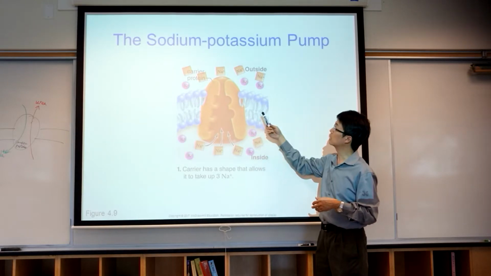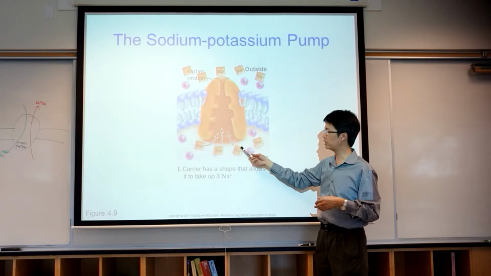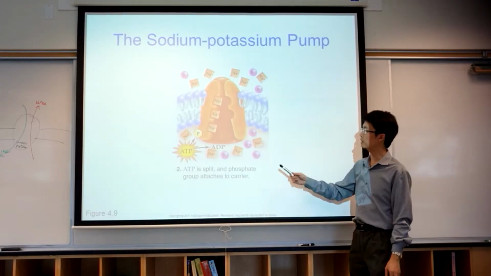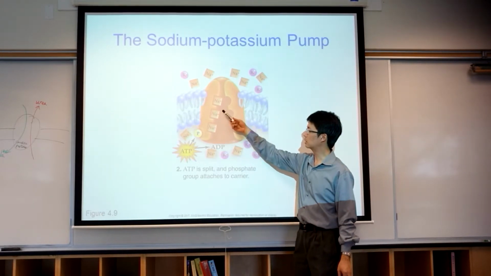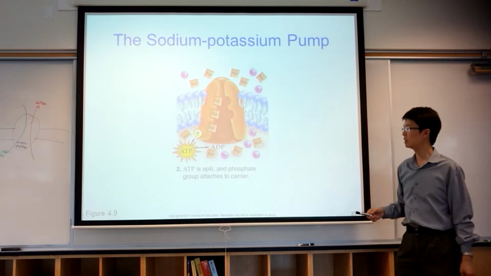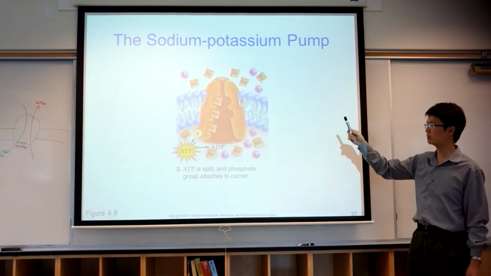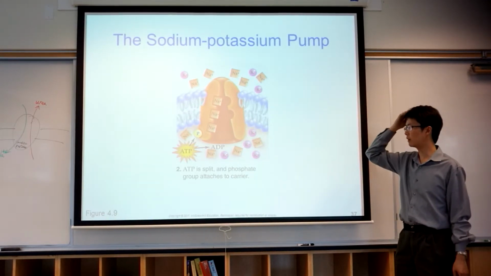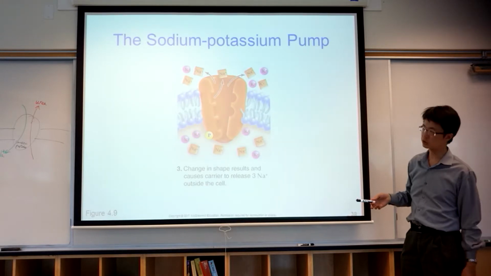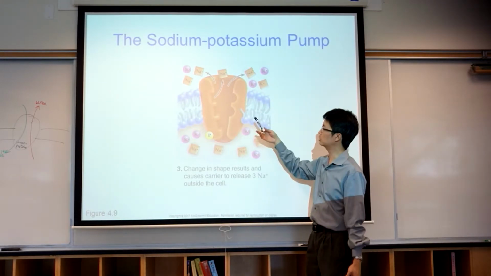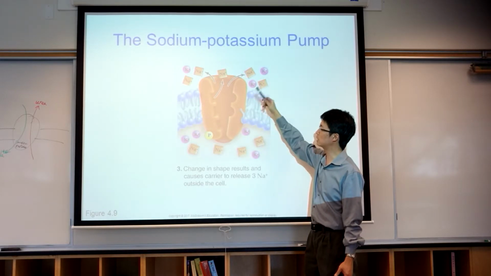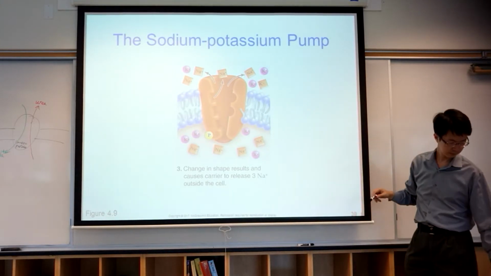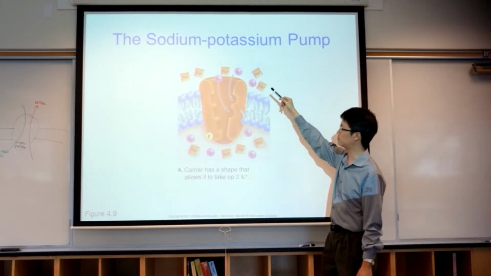So this sodium-potassium pump will carry 3 sodium ions from inside, and after they bind to the sodium-potassium pump, the phosphate group will attach to the pump and provide energy, and then there will be a conformational change. The shape of the protein will change so that the sodium ions can be released to the opposite side of the membrane. And then the potassium ion from the outside can bind to it.